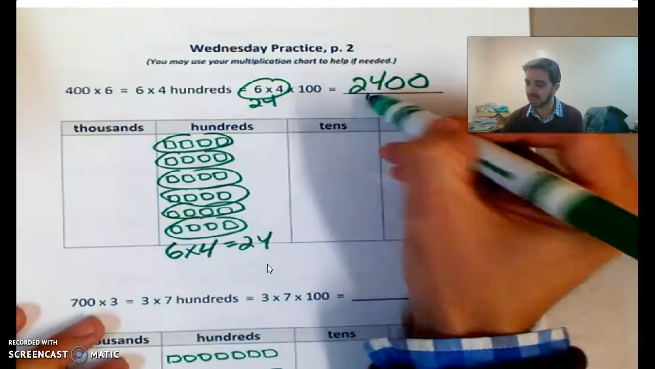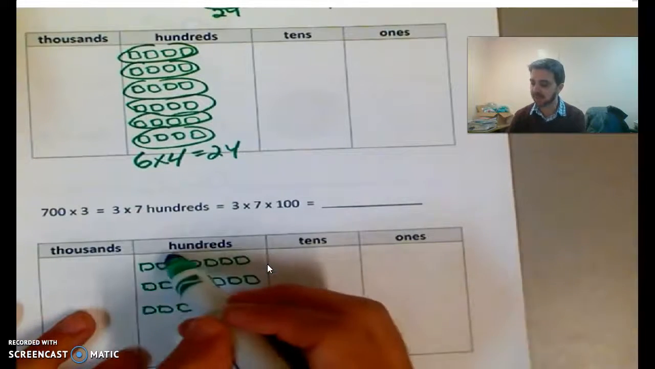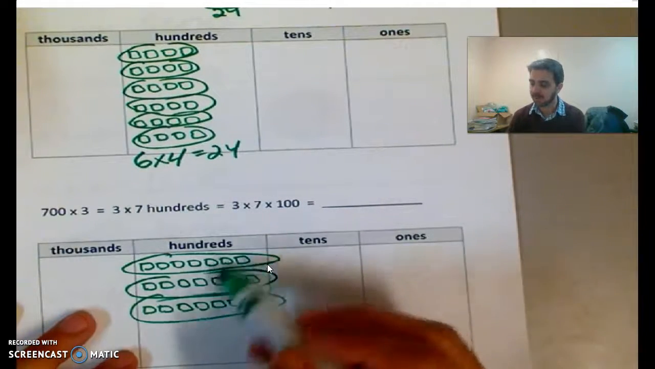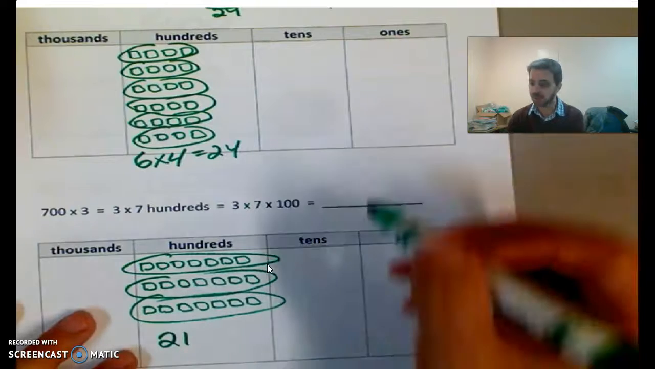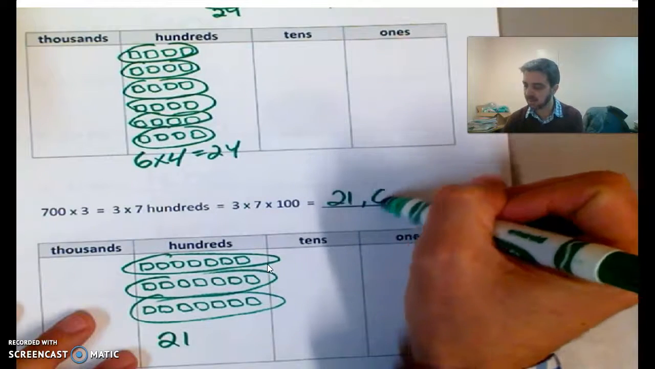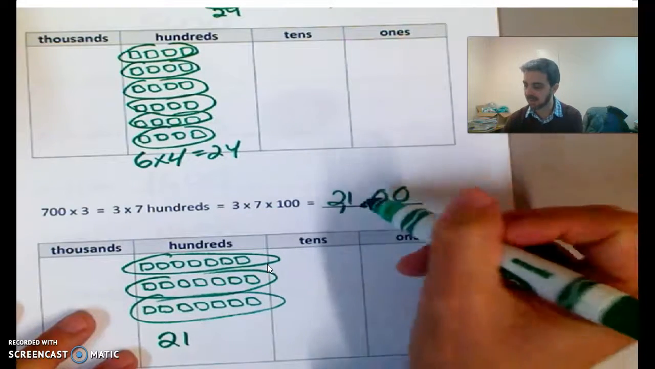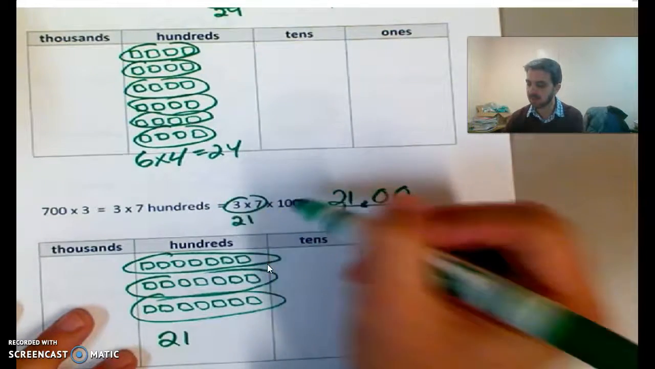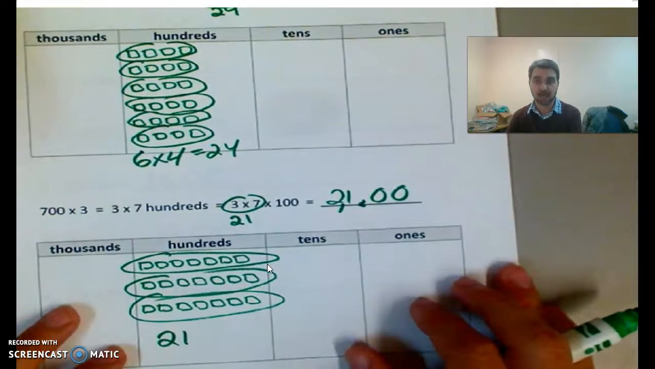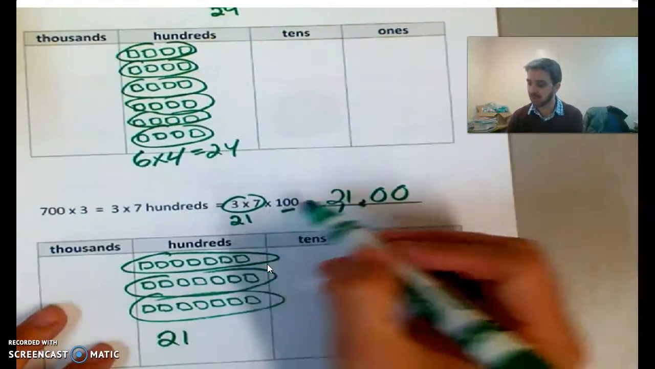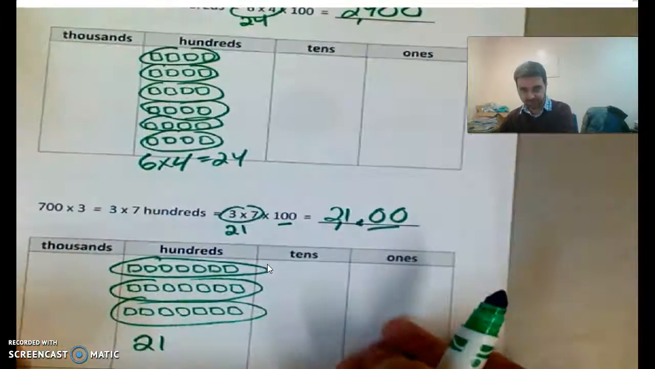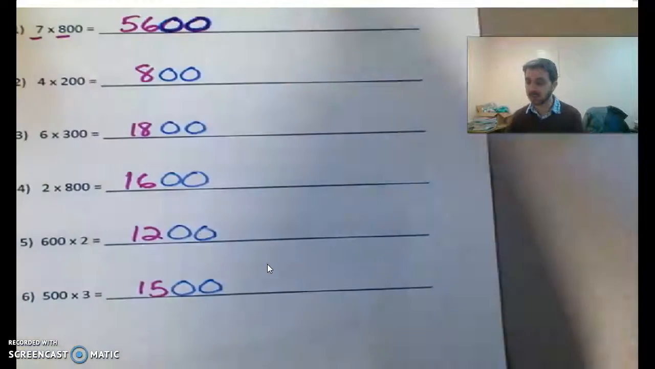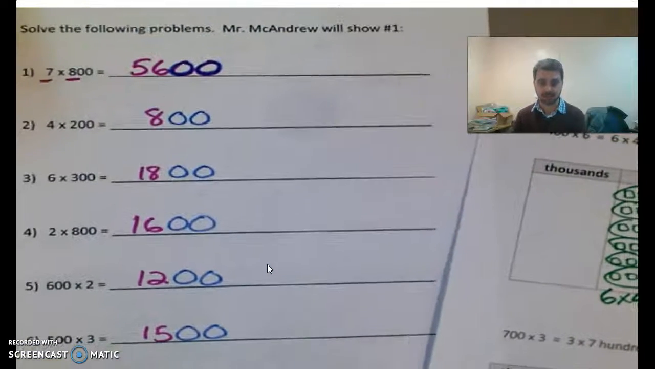This one, you have 700 3 times, 1, 2, 3. That's 2,100. Oops, I put my comma in the wrong place. It goes there. Okay, so 2,100. 3 times 7 is 21, times 100 is 2,100. Okay, 2 zeros, 2 zeros. All right. Last page looks like this.